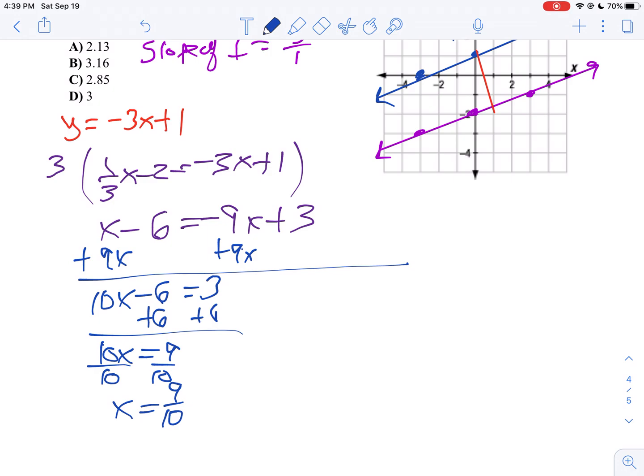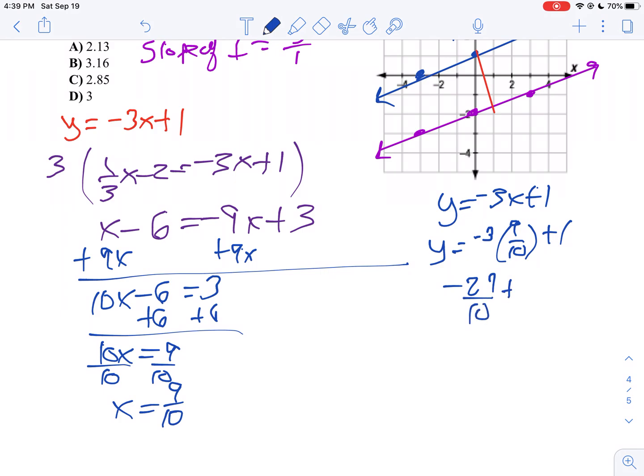Now let's find the y-coordinate. I'm going to use my equation y equals negative 3x plus 1 to find y. I could have just as easily used 1/3 x minus 2, but I think we have enough fractions going on here. So y equals negative 3 times 9/10 plus 1. That 9 kind of looks like a 6, so let me change that. So we get negative 27 over 10 plus 1.